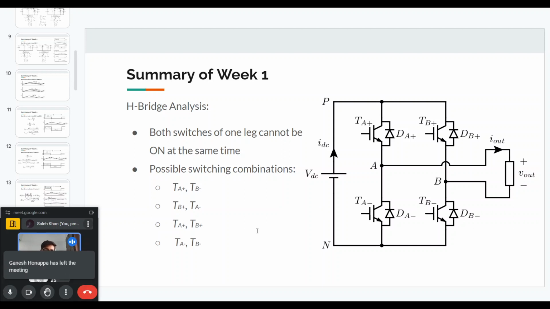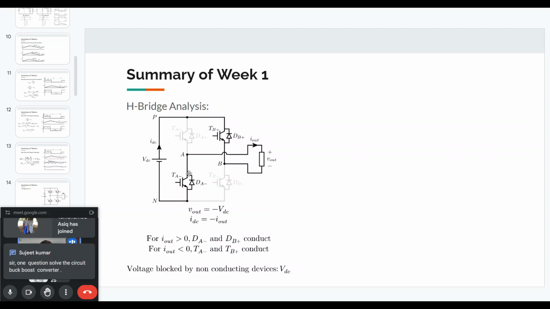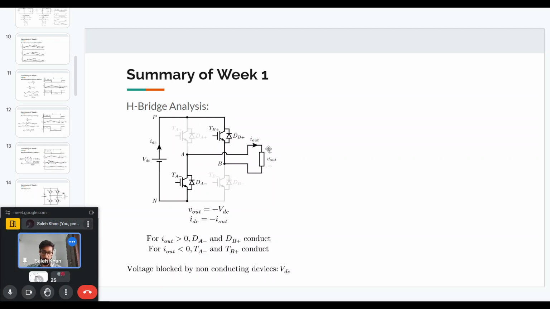Depending on which of these combinations we are using, we can have two basic modulation techniques. But before that, we can just see the equivalent circuits for the four states that we mentioned. I will just show two states because the other two are quite similar. If the diagonal switches TB plus and TA minus are on, this is how the equivalent circuit will look. And we can see in this case, the output voltage is equal to the negative of the DC voltage. And the DC current, IDC, based on how it is defined, will be equal to the negative of the output current in this case.